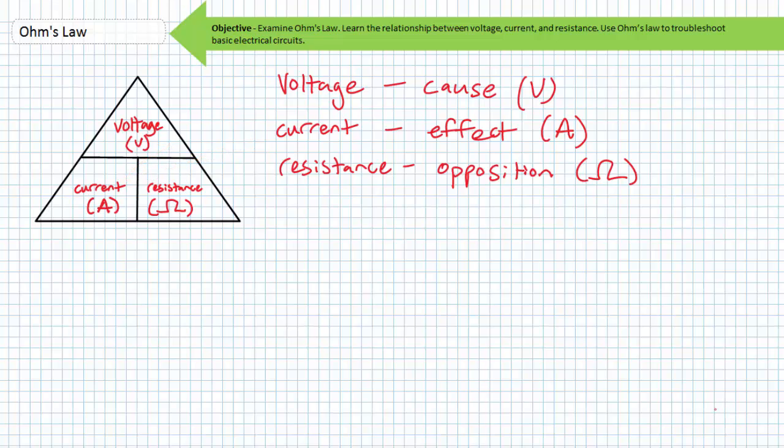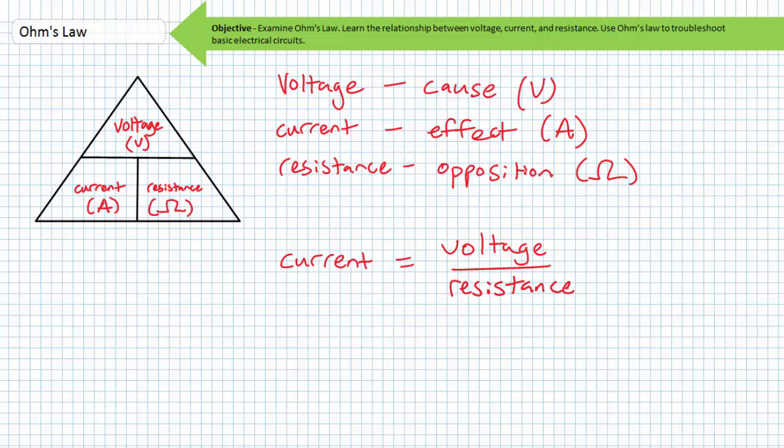All we've done is we've rewritten our previously easily understood cause, effect, and opposition relationship using electrical terminology, where our effect is current, and current is equal to our cause divided by our opposition, where voltage is our cause and resistance our opposition.